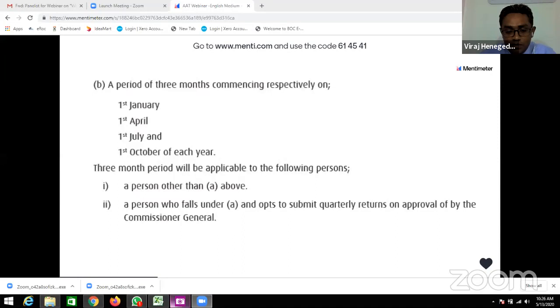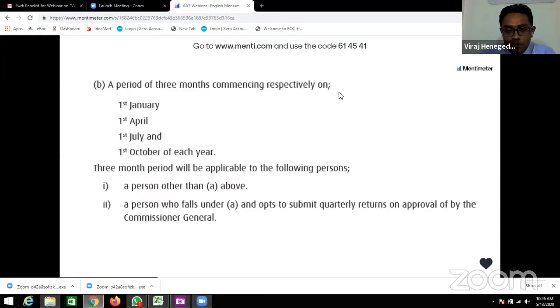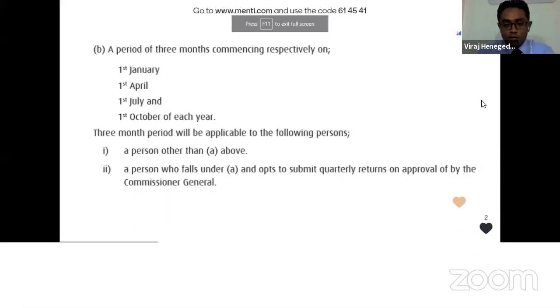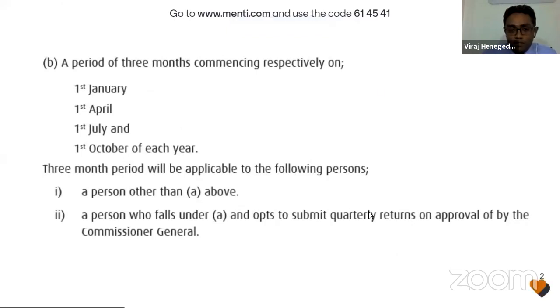Now the next period is 3 months, or else a quarter. Hope all of you have joined me again. Right. Okay. Now the next one is, as I mentioned, the 1 month is applicable for those exporters and zero rated people, and the 3 month period is applicable for people other than those.